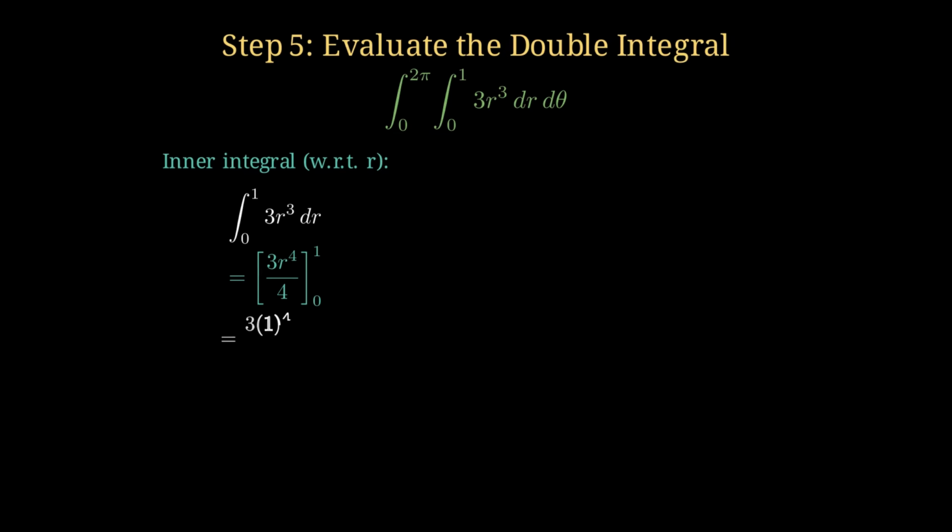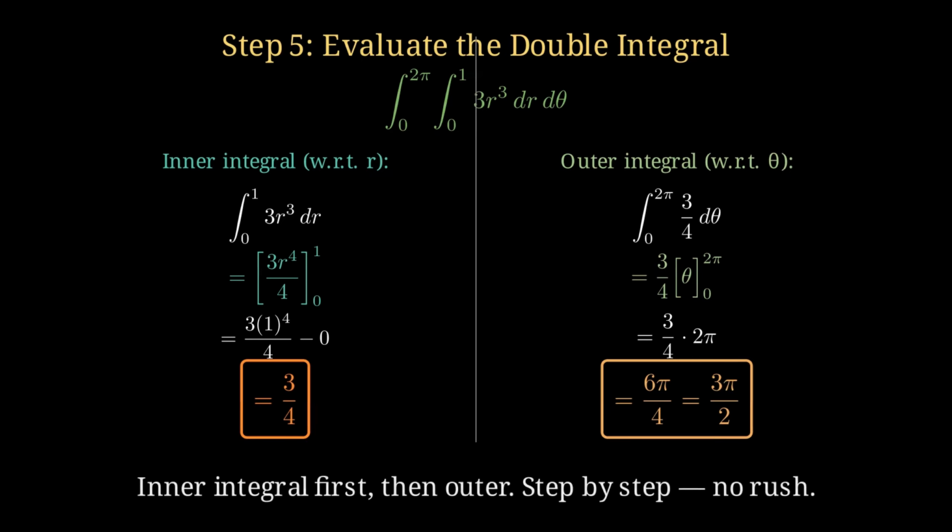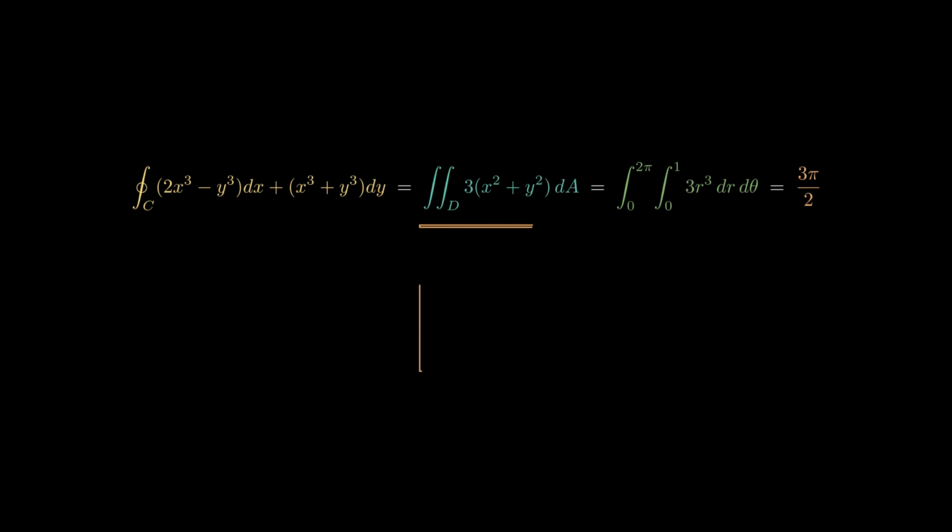Inner integral. We integrate 3r cubed with respect to r, from r equals 0 to r equals 1. The antiderivative of 3r cubed is 3r to the power 4, divided by 4. The inner integral gives us 3 over 4. Outer integral. Now we integrate 3 over 4 with respect to theta, from 0 to 2 pi. 6 pi over 4, we cancel the common factor of 2, gives us 3 pi over 2. And there it is. The answer is 3 pi over 2.